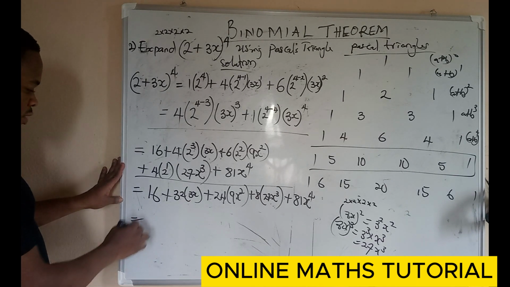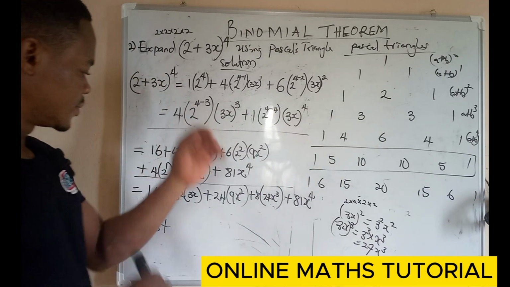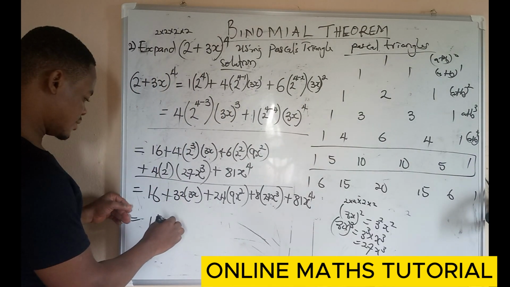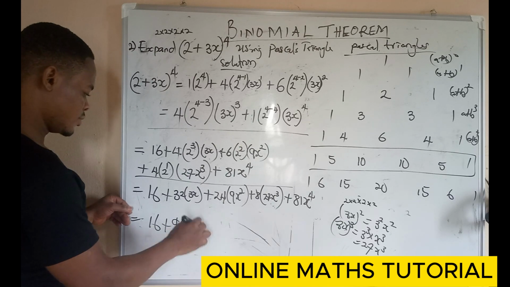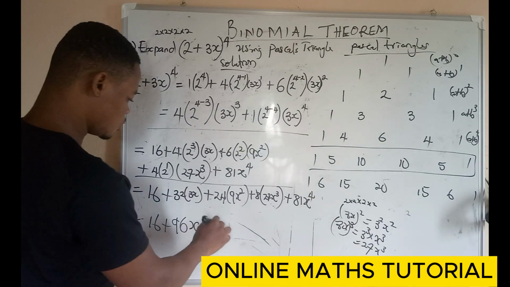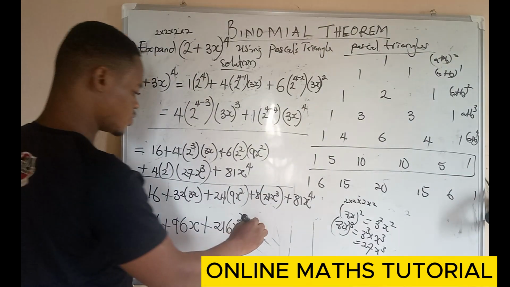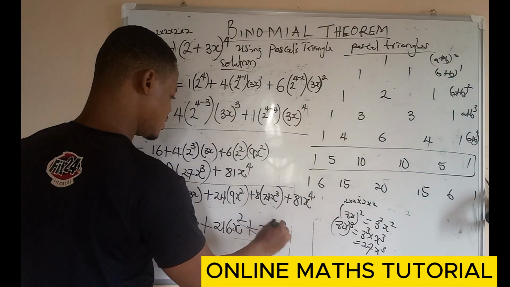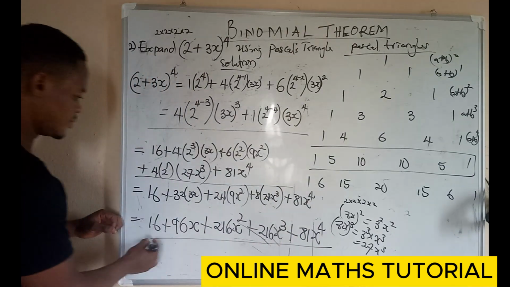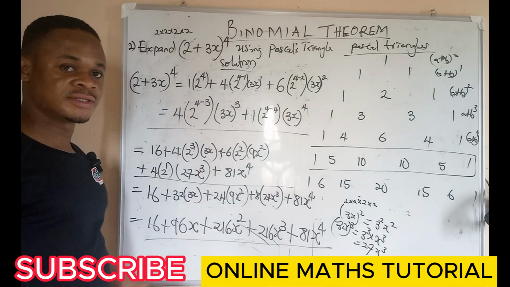So this will give us 16 plus 32 times 3. 32 times 3 should give us 96x, plus, if you multiply 24 times 9, it will give you 216x raised to the power 2, plus 8 times 27 will also give you 216x raised to the power 3, plus 81x raised to the power 4. So this is the expansion of this.